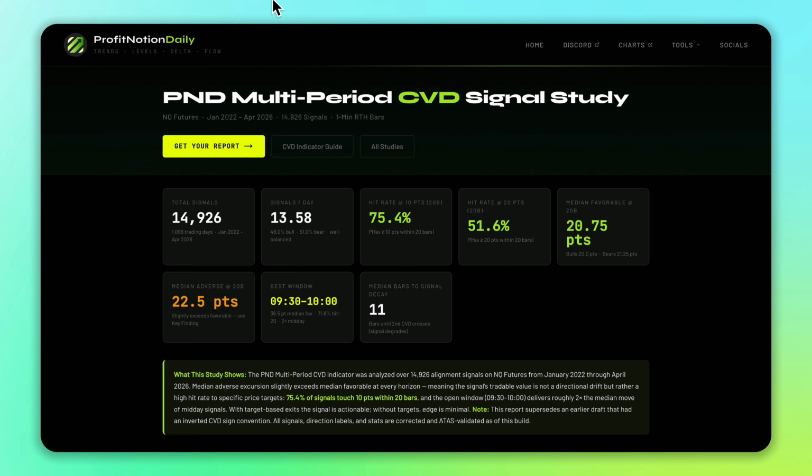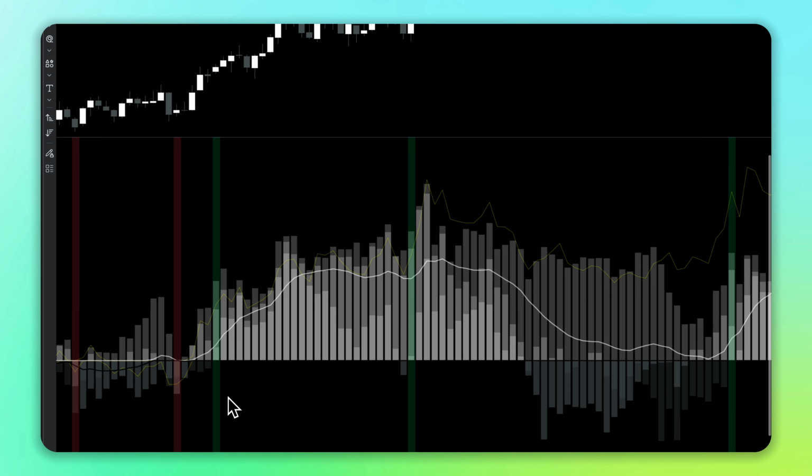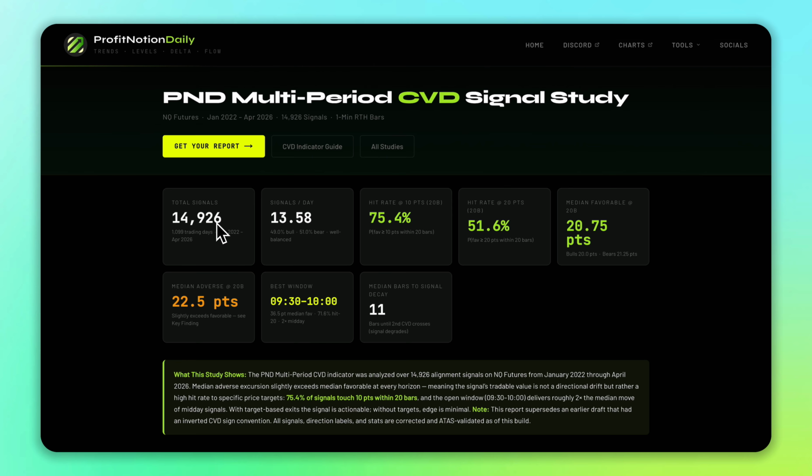So this is 15,000 times that these all cross in the same direction, like they cross in the opposite direction here. You can kind of see. So that happened 15,000 times in roughly 4 years. Looks like on average, this happens almost 14 times a day. Again, this is looking at the full day, right?